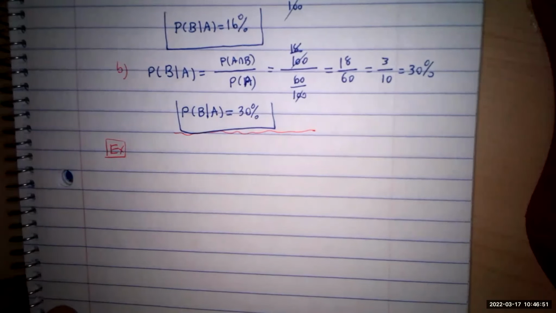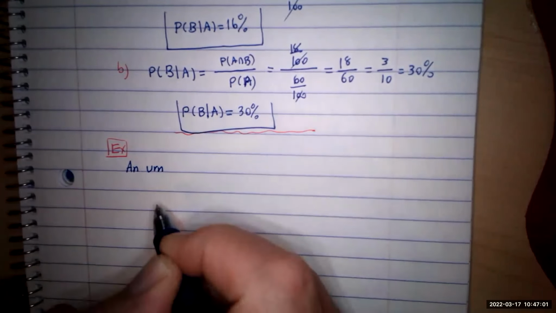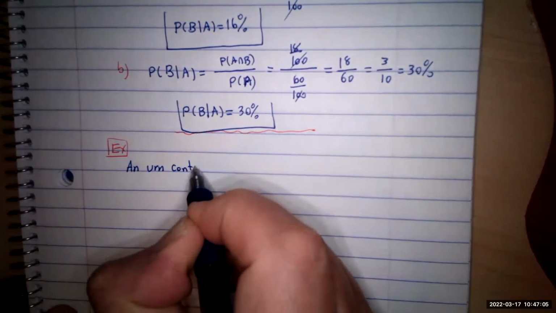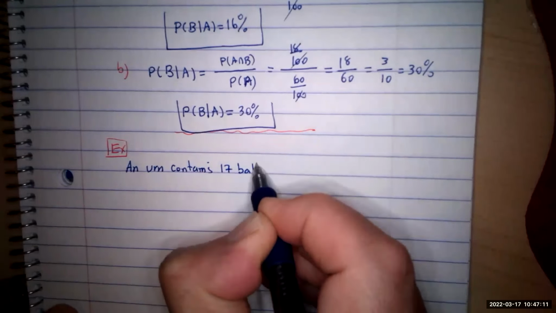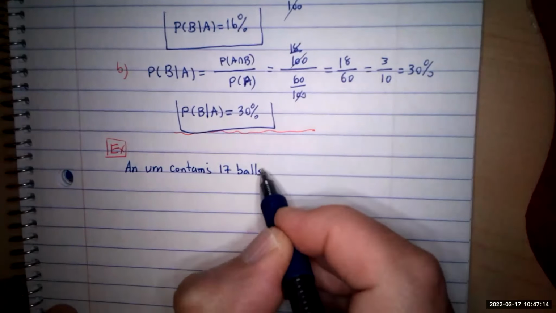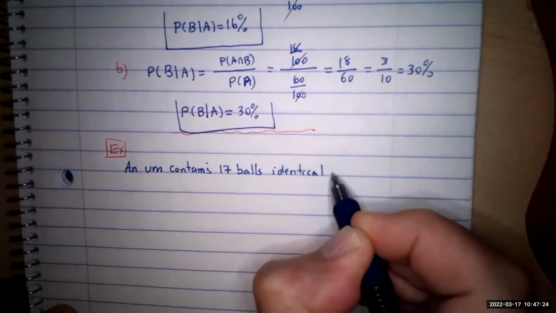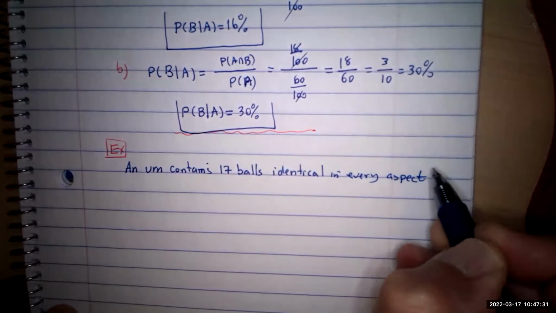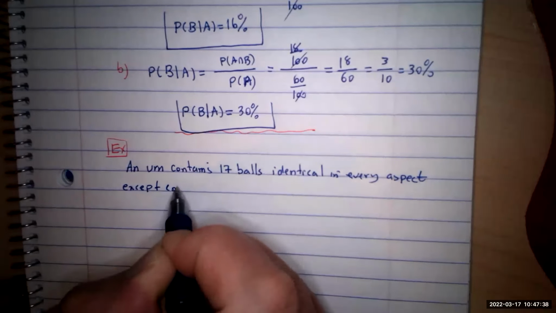This problem is like the one that we did. They call it the urn problem or the box problem. We have a container, an urn, or a box, that contains 17 balls, like a deck of cards. The 17 balls are all identical in every aspect except the color. They are the same size, everything, but you have different colors.